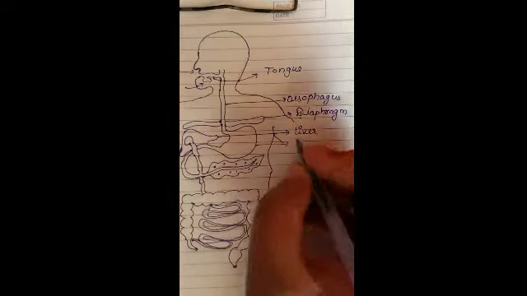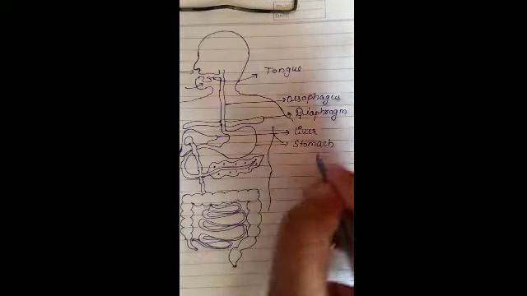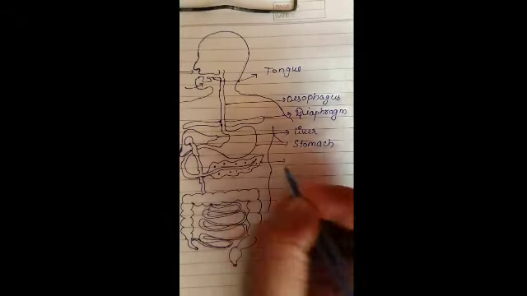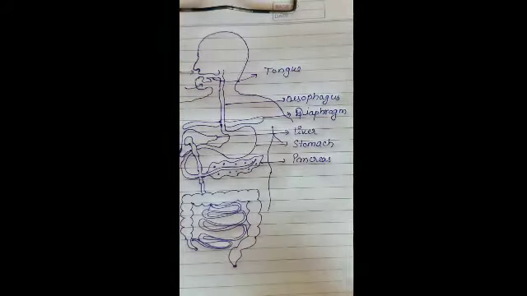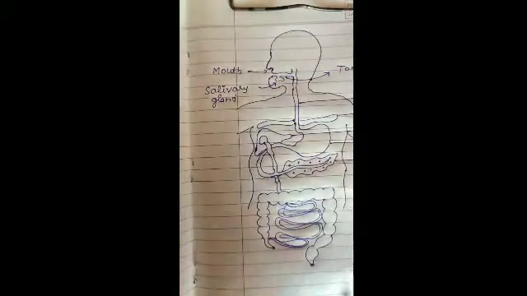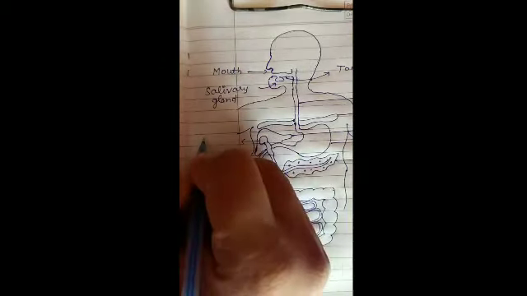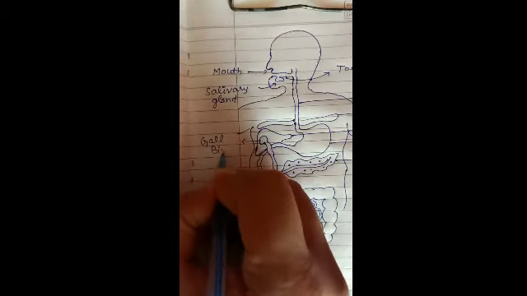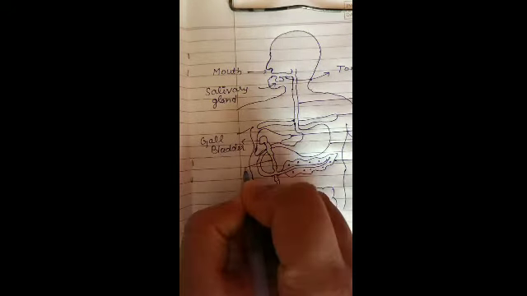Next, stomach. Next, pancreas. Next part of this diagram, gallbladder. Next, bile duct.